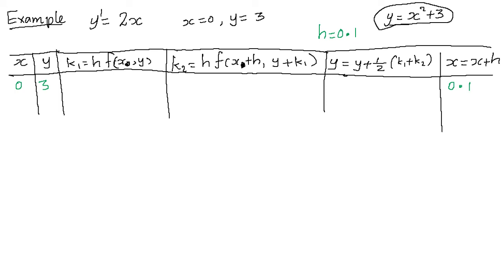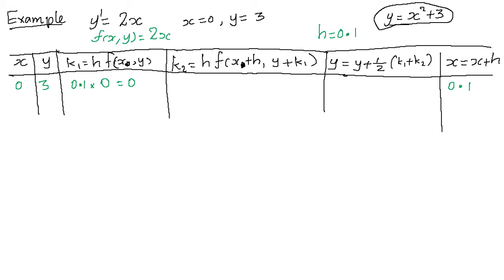So the idea is this: we will calculate first k1. Now what is our f of x y? F of x y is nothing but 2x. So k1 equal to h into, what is h? H is 0.1 into f of x y. What is f of x y? 2x. And what is our x? Present value of x is 0. So f of x y is 0, because at x equal to 0, f of x y is 0. That means our k1 is just 0.